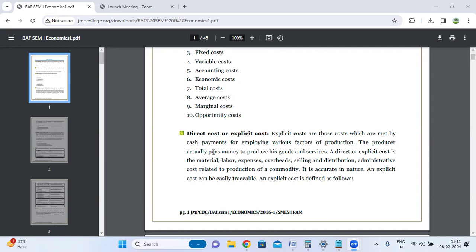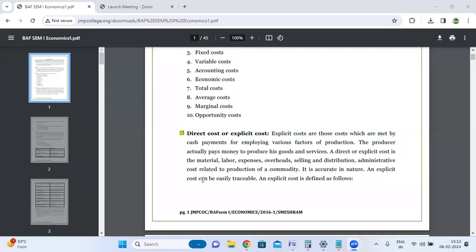A direct or explicit cost is the material, labor, expenses, overheads, selling and distribution, and administrative cost related to the production of a commodity. These are involved in direct cost. It is accurate in nature.